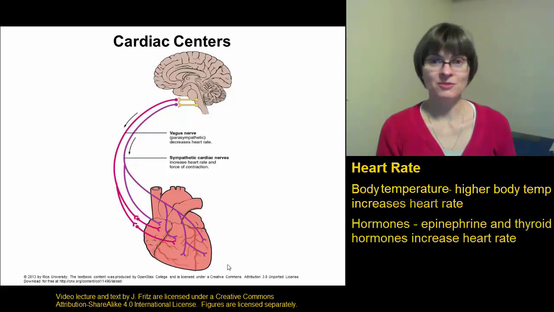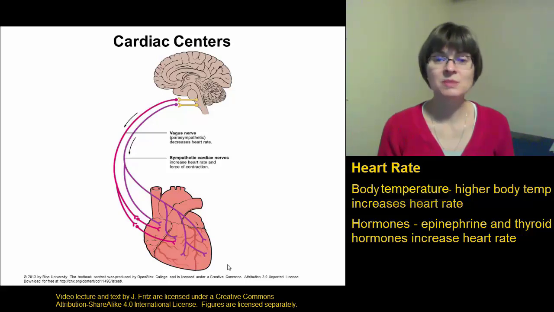Several hormones also affect the heart rate. For example, epinephrine, which is adrenaline, is essentially the same compound as norepinephrine released by the sympathetic neurons. And so it has the same effect as the sympathetic neurons. So epinephrine is going to increase your heart rate and contraction strength. This is released from the adrenal cortex and the little adrenal glands on top of your kidneys in response to some sort of stress.